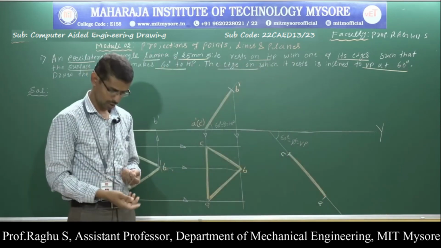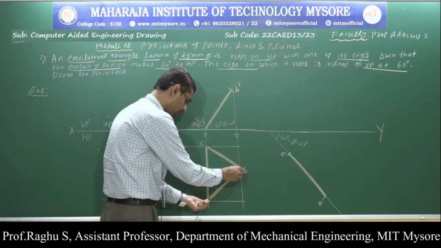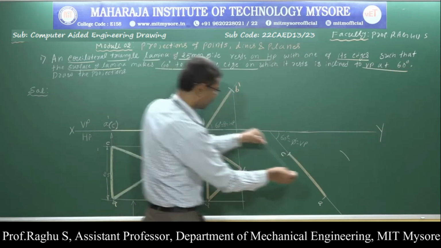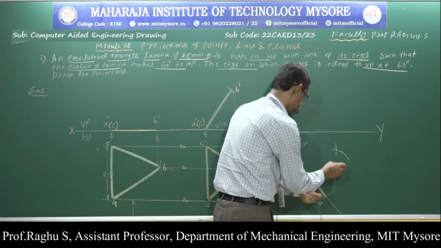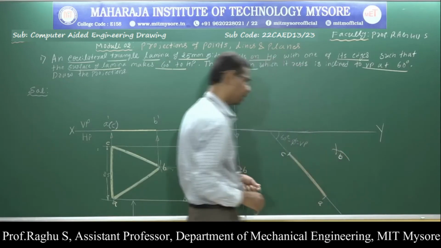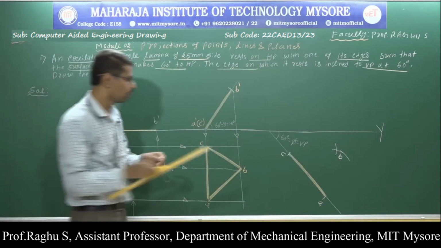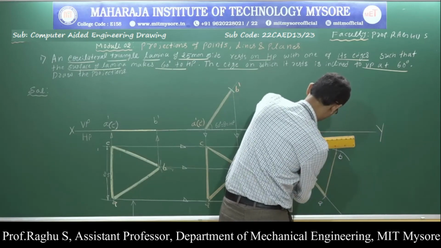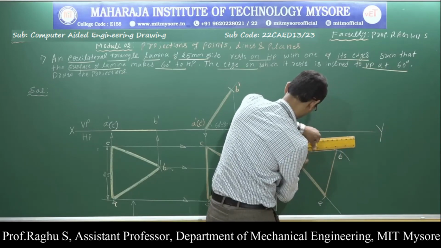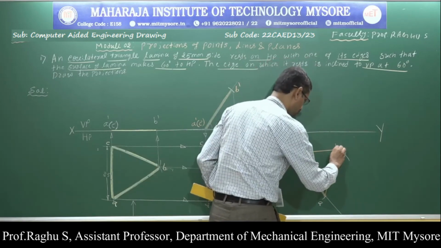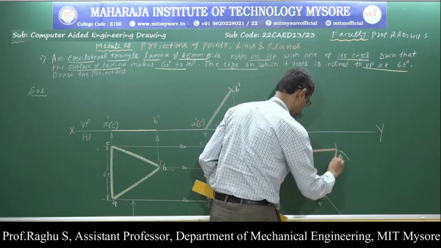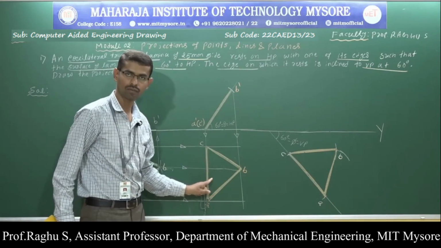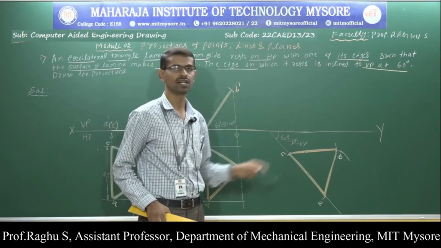Next, measure this distance A to B using the compass, and from A cut an arc. Measure this distance C to B, and from C cut an arc. Here this is point B. Now connect all three corners. Right, I have redrawn this lamina by placing the resting side on the 60 degree line.